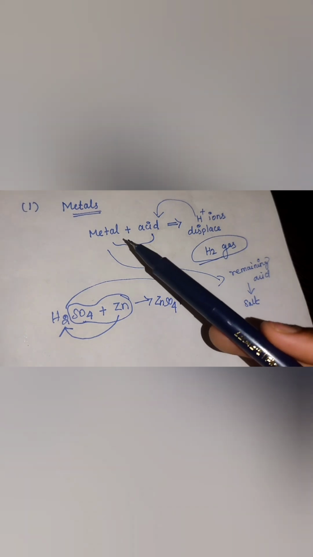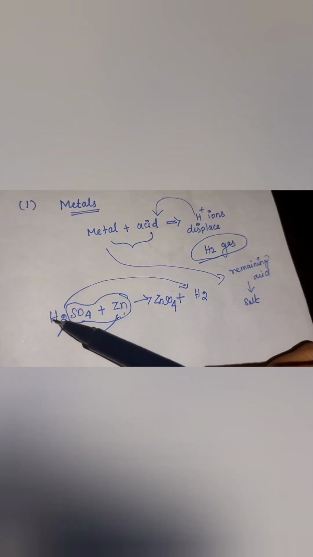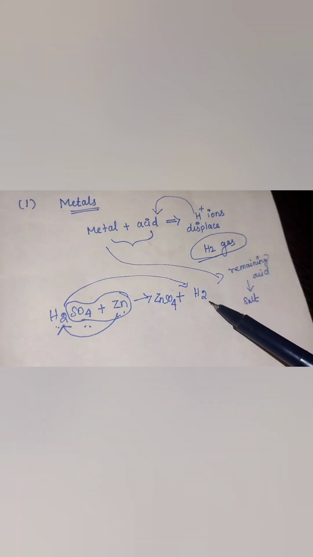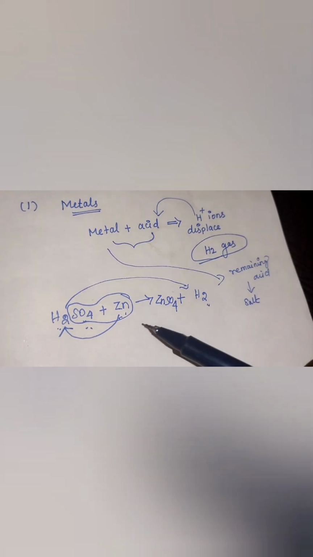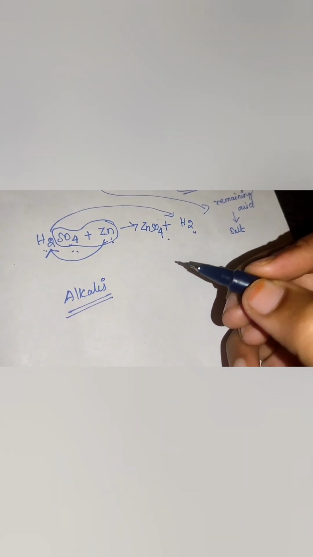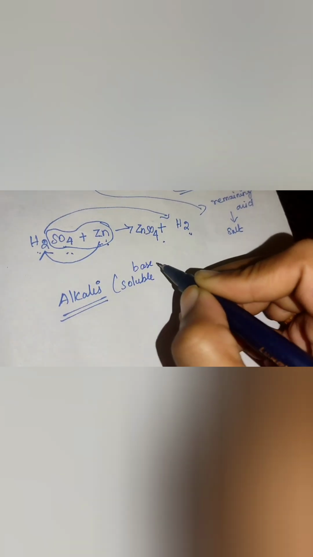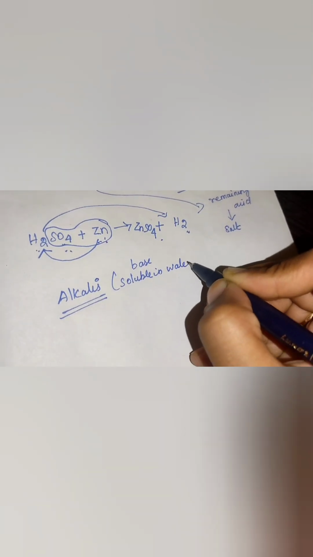First, metal and acid react with each other, displacing the H plus ions and producing hydrogen gas. Afterwards, the metal reacts with the remaining part of the acid, and it forms salt. And next is metals with base. We will take alkalis here. Alkalis means a base which is soluble in water.